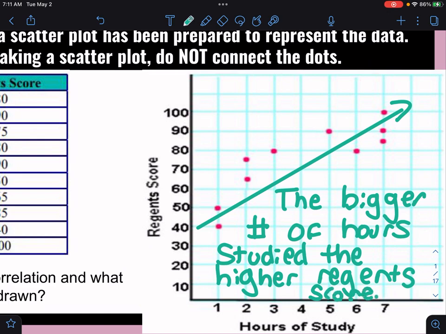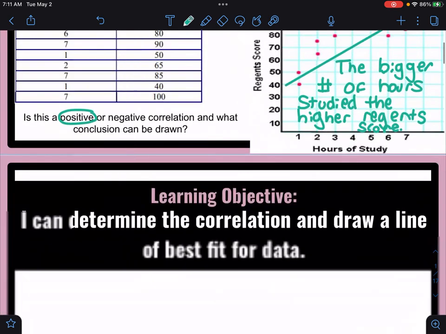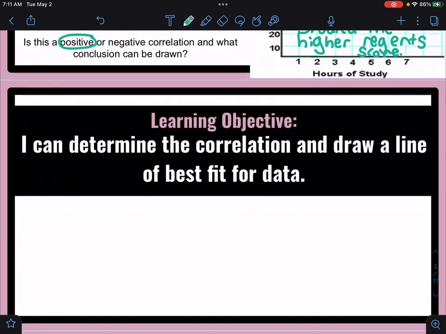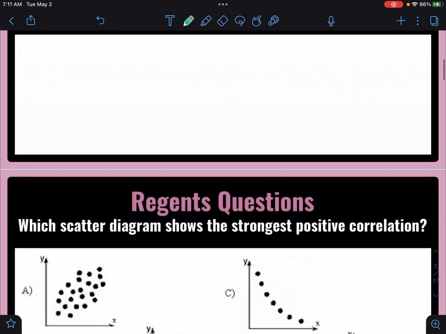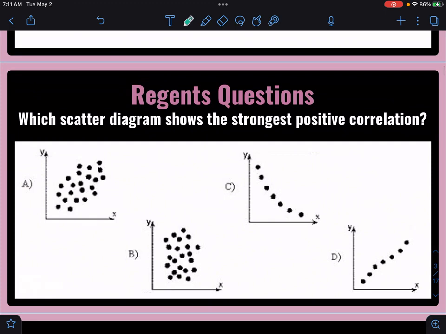Alrighty. So, now let's take a look at what we are going to be doing today. Today we are going to continue learning about correlation, and then we are also going to learn about drawing a line of best fit. First, let's look at this Regents question. Which scatter diagram below shows the strongest positive correlation? Well, I would definitely not say C because that's going down.